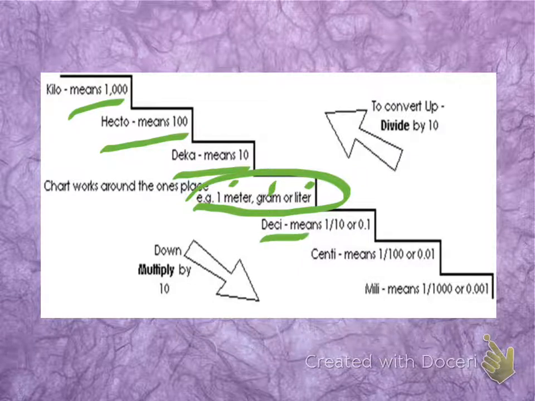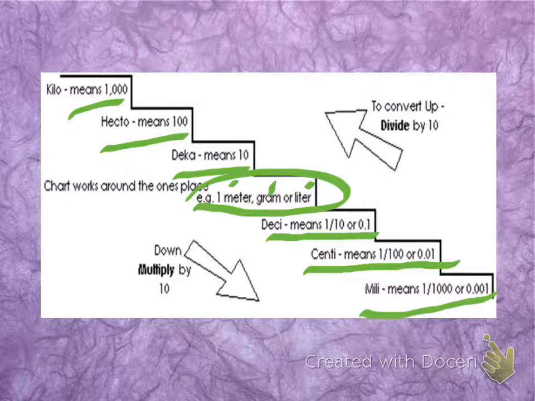Deci means one tenth of a whole. So remember, it's not a whole, it's 1/10. It's like a piece was broken into 10 pieces, and then you had one of those, 1/10. Centi means 1/100th of a piece, and milli means 1/1000th of a piece.